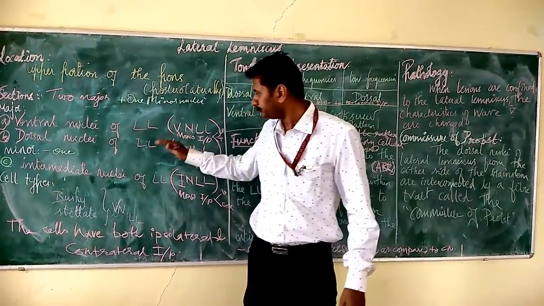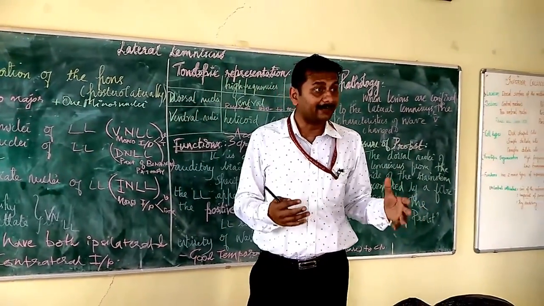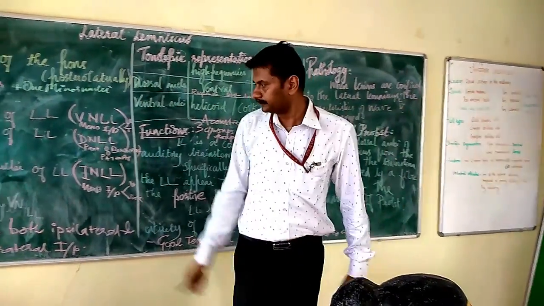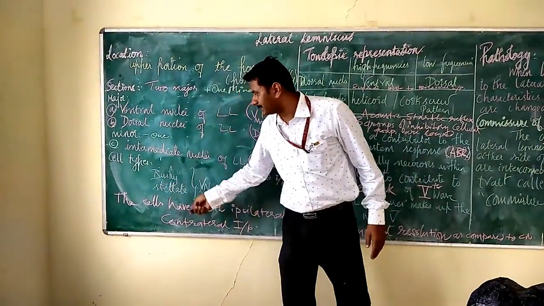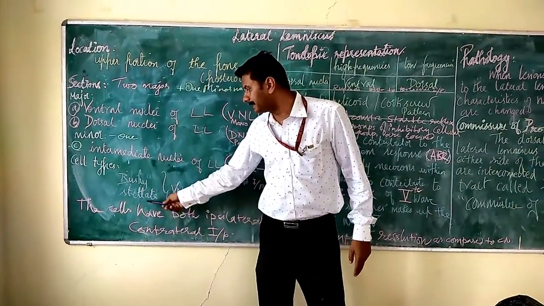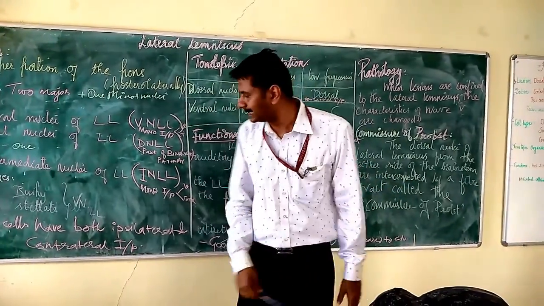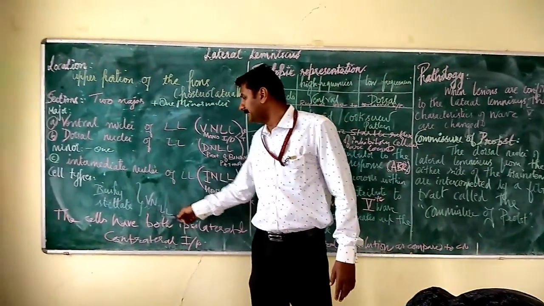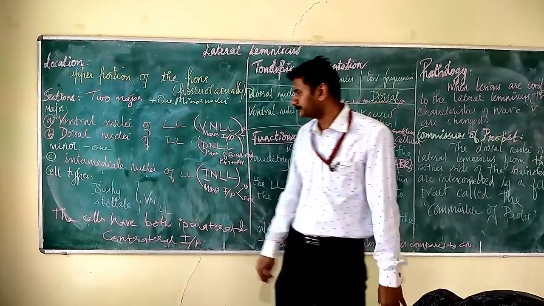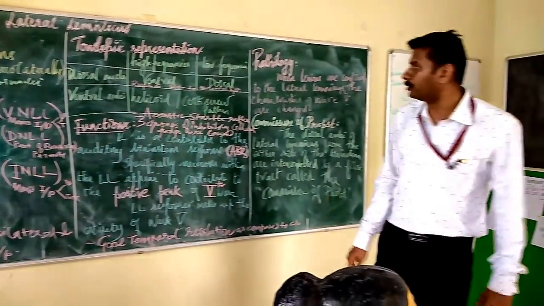Clear? So because of these monaural and binaural inputs, there will be other capabilities which will come in terms of processing the input which comes in. Next, what are the cell types? The cell types are of two kinds. One is bushy and the other is stellate. This is the basic distribution of the cells in the VNLL, right? Ventral nuclei. Then the cells have both ipsilateral and contralateral input, that is known.